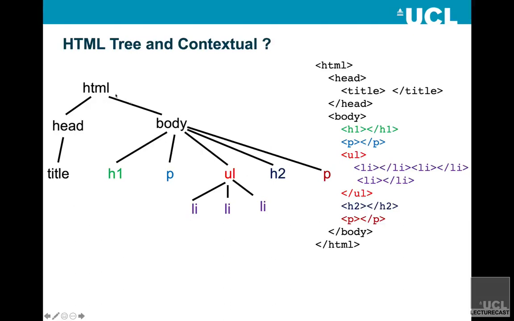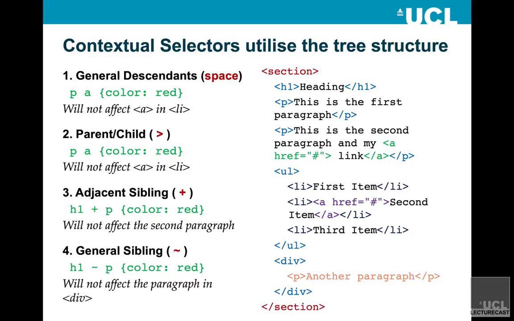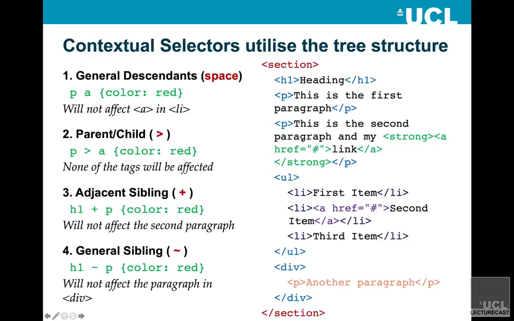Given that we have this special HTML tree, is it possible to refer to specific elements without highlighting the classes and IDs? So let's have a look at how we could do this. Let's look into contextual selectors and understand how they work. You remember that I mentioned that when it comes to contextual selectors, we're writing them from left to right, we're reading from right to left.